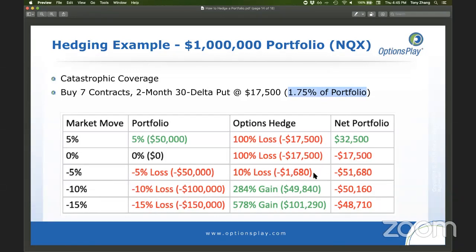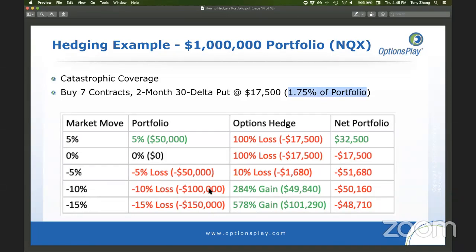If the market goes down 5%, so not a large move, but a modest move down, I'm still actually going to lose money on the put option because this is an out of the money put option. The market needs to move a fair amount before the strategy is profitable. So I basically break even on the put option, which means that I have almost no hedge at all. I actually lose a little bit more money on my hedge than if I didn't hedge at all.